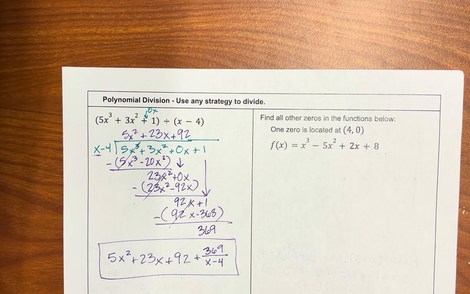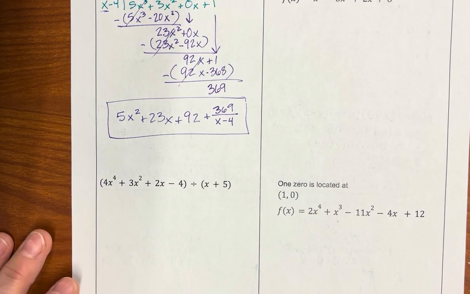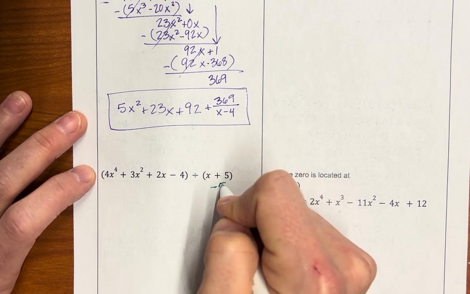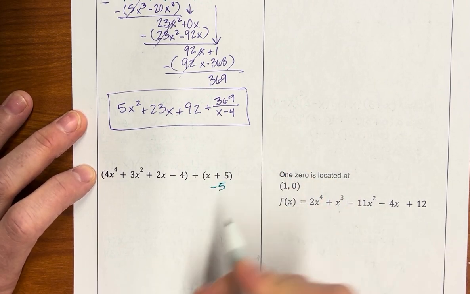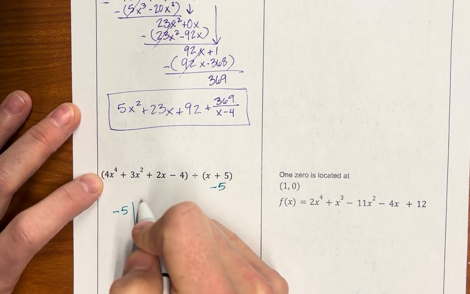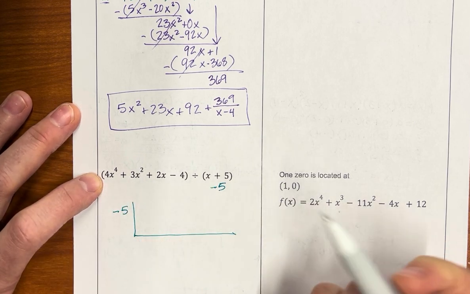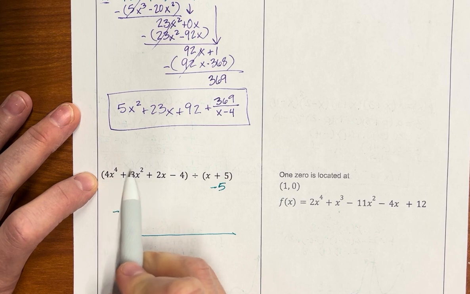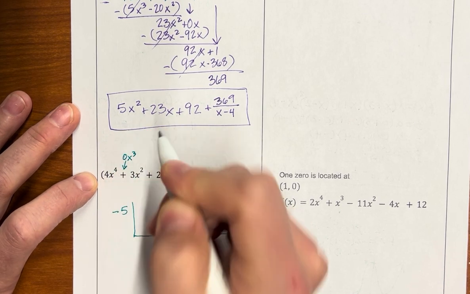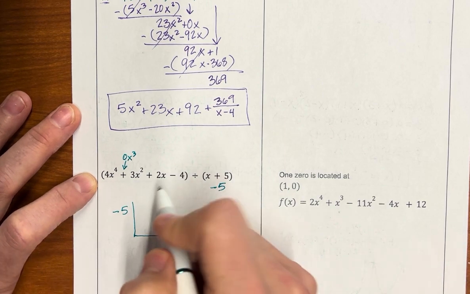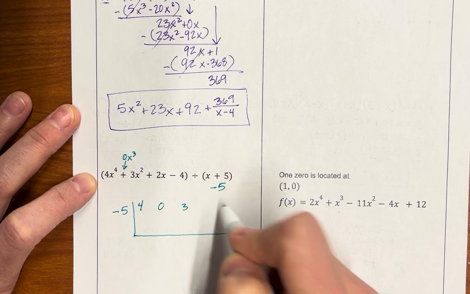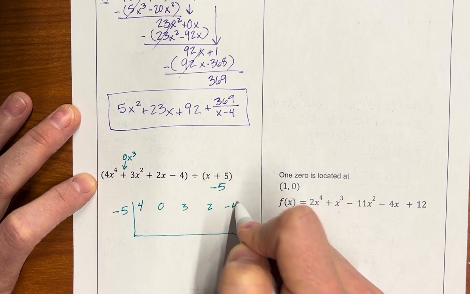Okay, so for the next one, we'll do synthetic division. In this one, we're finding the 0 of the divisor. So I'm going to start with -5 on the outside. Then I'm going to write the coefficient of each of these terms, and it looks like it goes to the 4th power, then 2nd power. So I need to add 0x to the 3rd power in here. So when I write this out, I'm going to say 4, 0, 3, 2, -4.